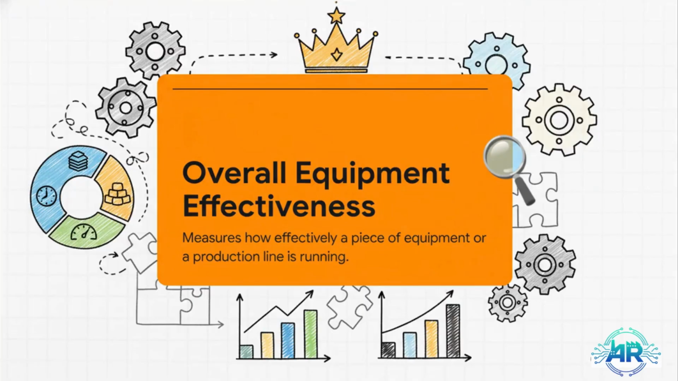So OEE is really considered the gold standard for measuring manufacturing productivity. And here's why. It doesn't just look at one thing. See, before OEE, you might track uptime, or maybe your quality score. But looking at them separately can be super misleading. OEE gives you the full, honest picture by combining 3 very different aspects of performance.